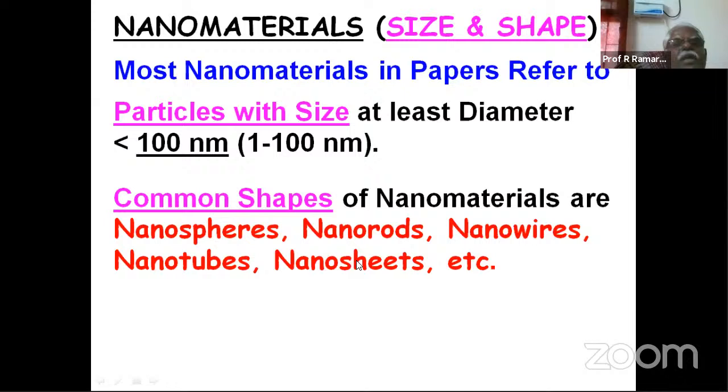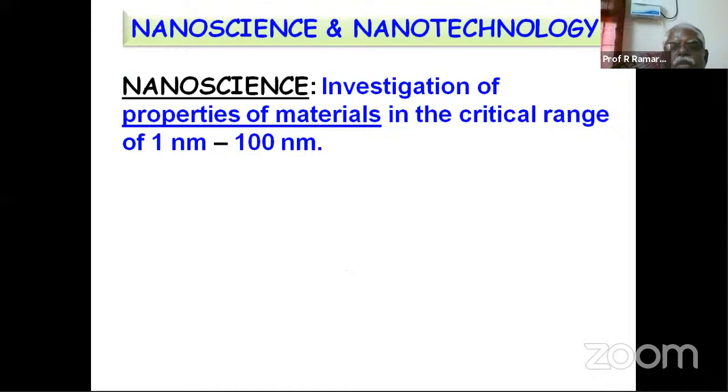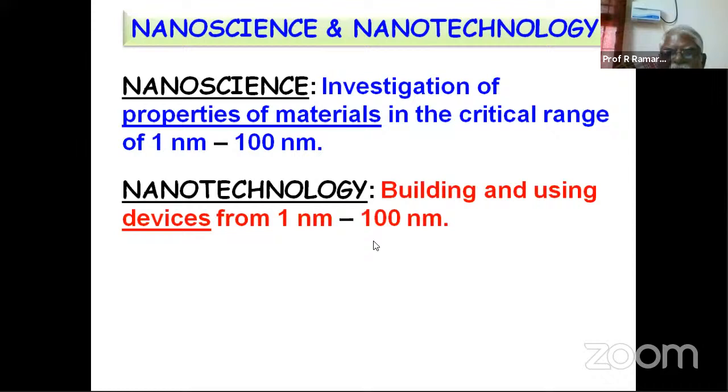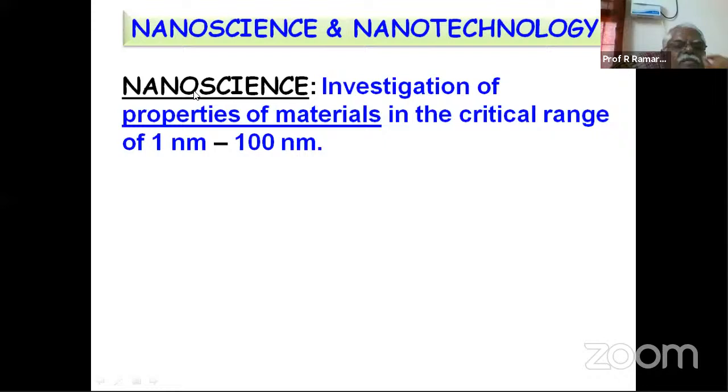It doesn't mean that you have to go for a known shape all the time. The shape may be of any nature, not necessarily a known shape. Any shape will control the property, and the property will be totally different. Once nanomaterial size and shape come into the picture, then comes nanoscience and nanotechnology, which is, of course, the application side.